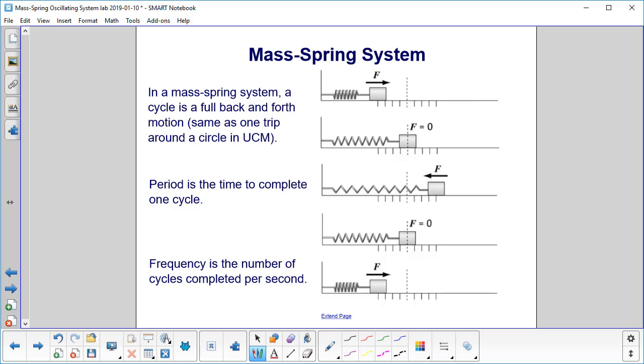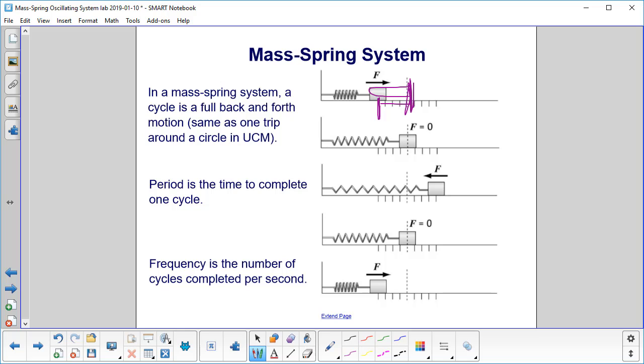And what we're saying is if we were to start the oscillator here, and let's say we pull it out to this point here, then a complete cycle, once we let go, would be back to the original point and all the way back to where we started from. So that would be a complete cycle. So the period is the time it takes to complete one cycle. Frequency would be the number of cycles per second.